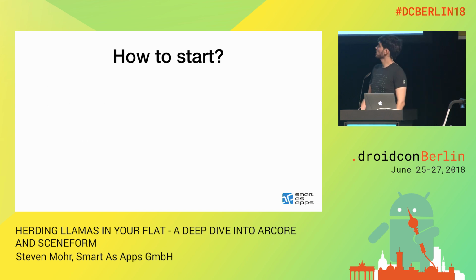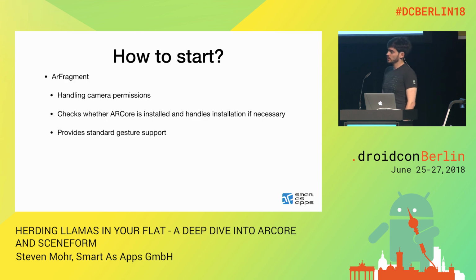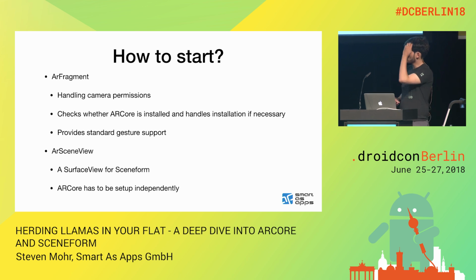We want to know how to start with our app, and we have two options for that. One is we use the AR fragment from Sceneform. That's the easy part. You get everything you need. This AR fragment handles getting the camera permission. It checks whether ARCore is installed. If not, it prompts the user to download it from the Play Store, handles all the installation process for you, and it also provides some standard gesture support so that you can easily rotate and scale the objects that you place in the virtual world. The other option would be AR Scene View.